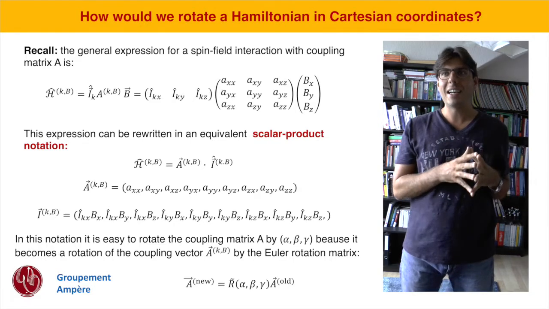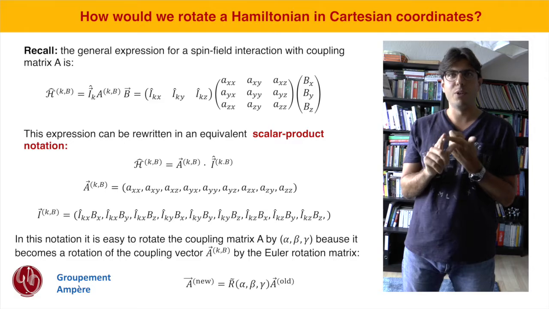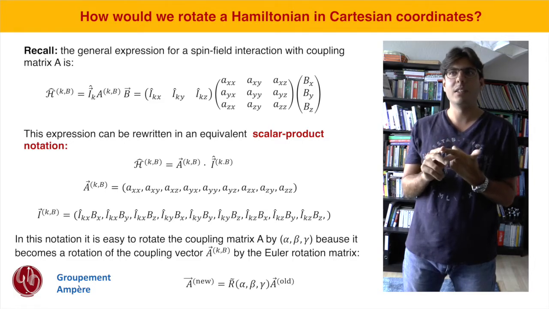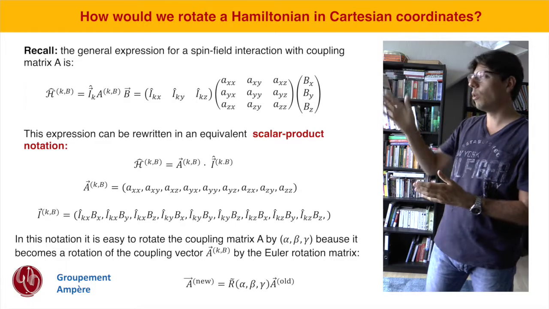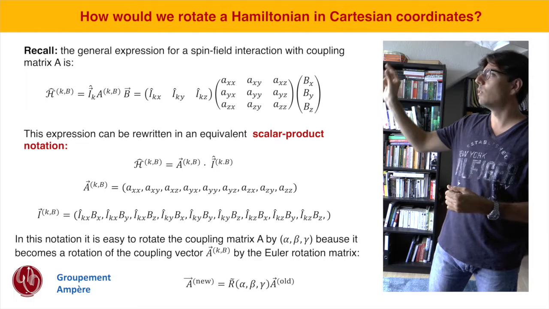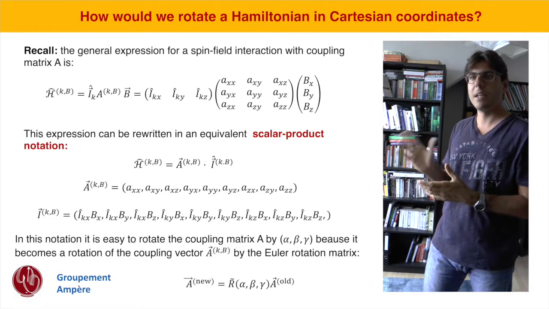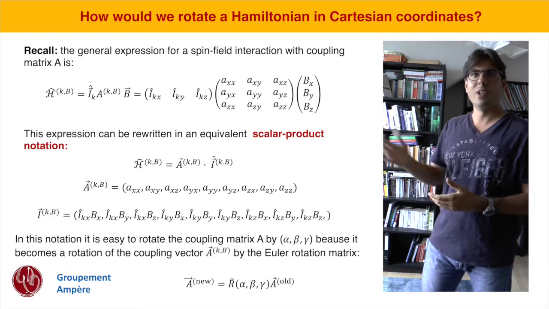And then you do exactly the same thing with your spin operators and with your magnetic field components. You just multiply all of them out, and what you get is again a 1 to 9 vector, where you pair I_kx with the first component of the field, so B_x, then I_kx with the second component of the field, and so on and so forth.